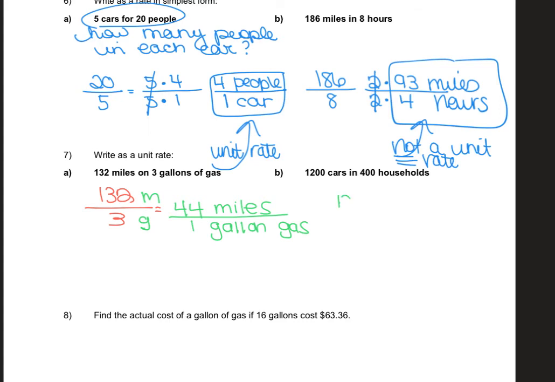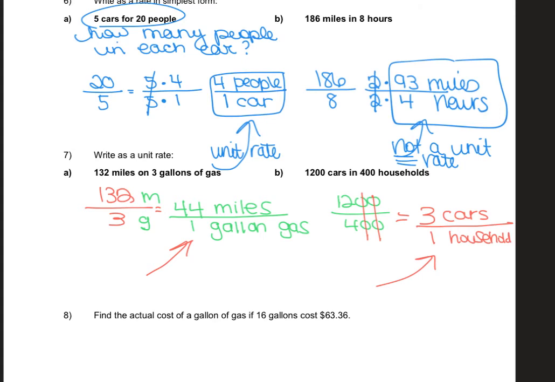Okay, if I do the next one, 1,200 cars, 400 households. I don't even have to do that in my calculator because you guys know the zero trick. If I mark off those zeros and then do 12 divided by 4, 12 divided by 4 is 3. So 1,200 divided by 400 is 3 cars per 1 household. And again, why is it a unit rate? It's a unit rate because you end up with a 1 on the bottom.